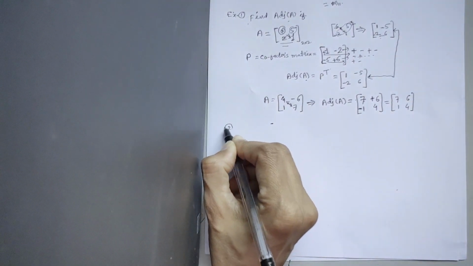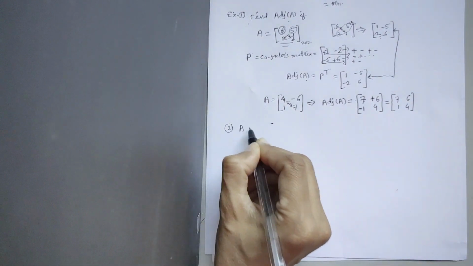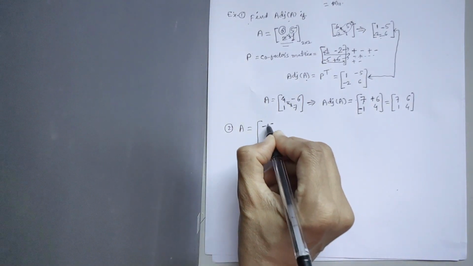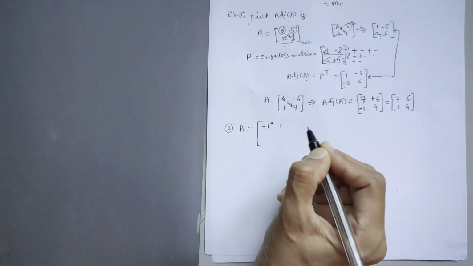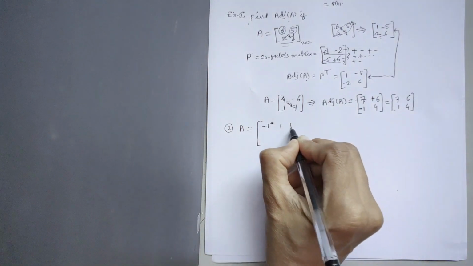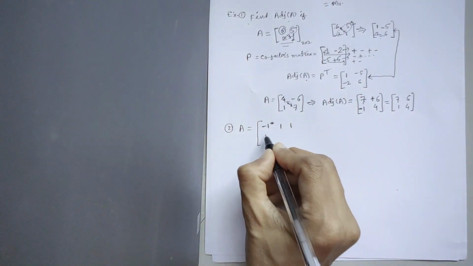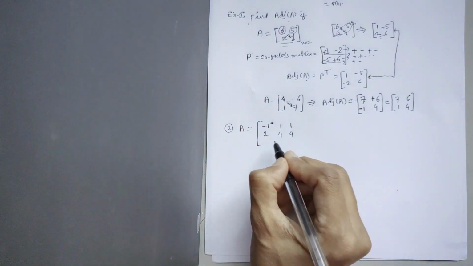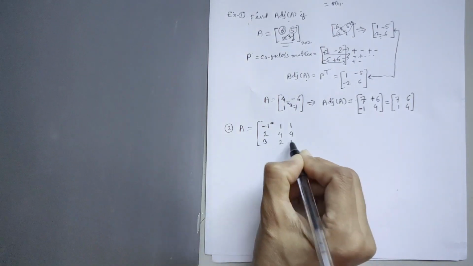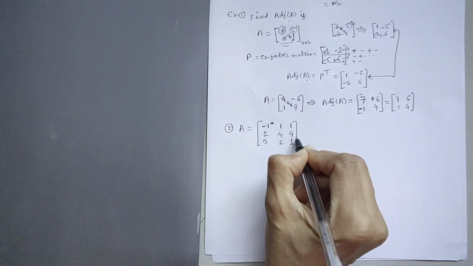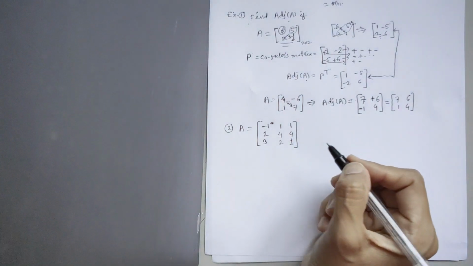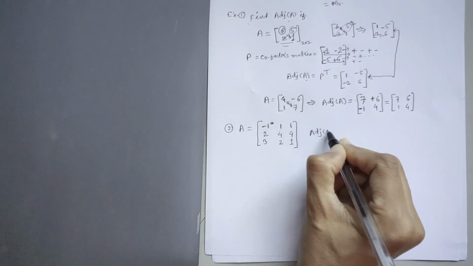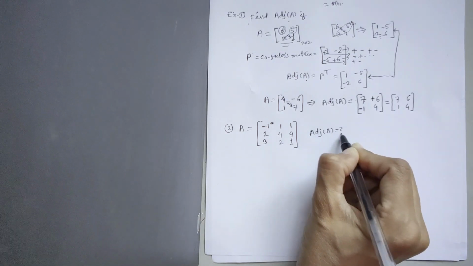For example, A is given as minus 1, 1, 1, 2, 4, 4, 3, 2, 1. Okay, this is the matrix A, and we need to find the adjoint of A.